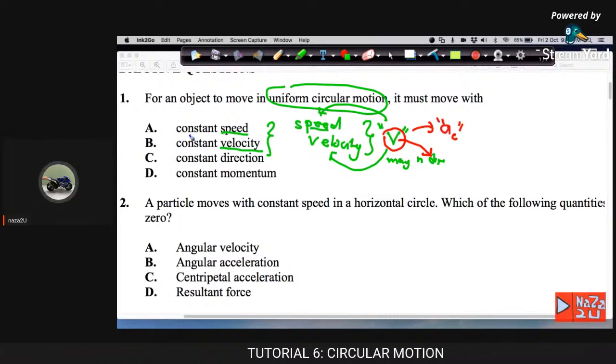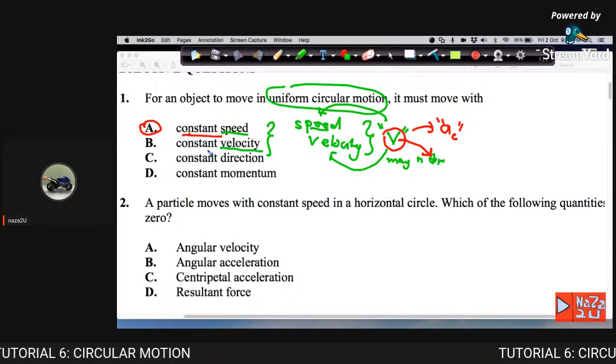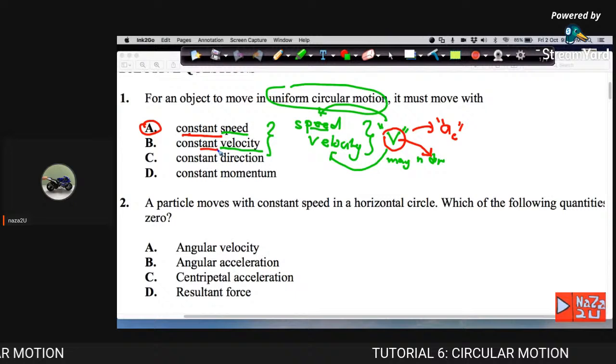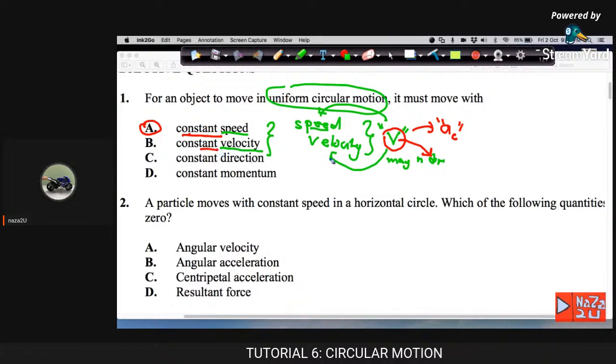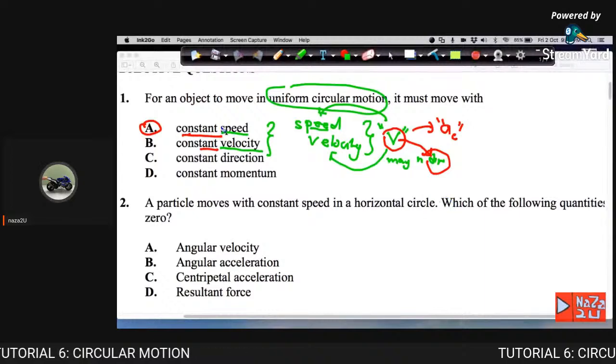That's why, Dominic, the answer is not B, the answer is A. We have a constant speed, but not constant velocity, because we have a change of velocity because of the change of direction. Okay, that's why the answer is A.